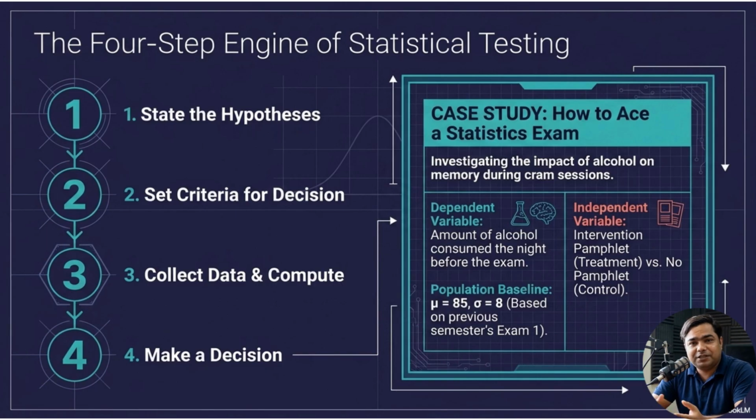The case study shown here is about the effect of alcohol on memory during cram sessions. The dependent variable is the exam score or memory performance. The independent variable is the intervention, which may be an alcohol pamphlet or treatment condition. The baseline population value is shown as 85 based on previous semesters.